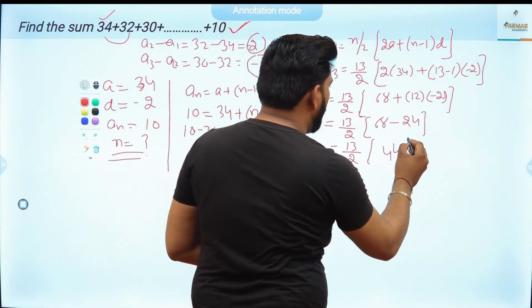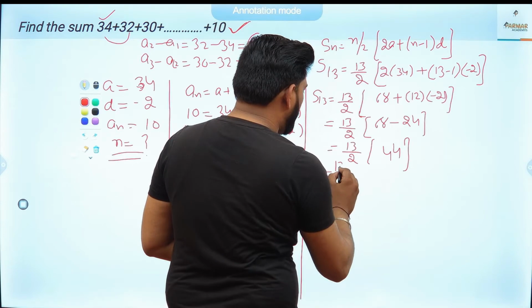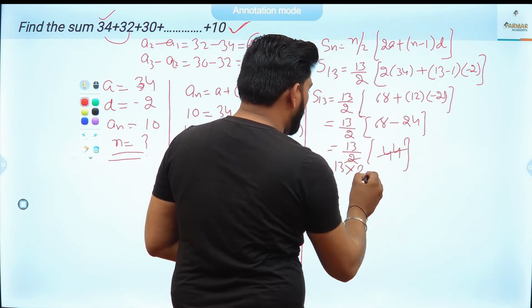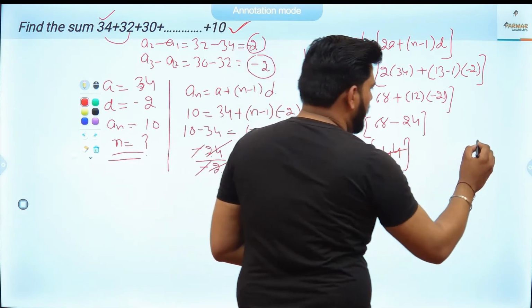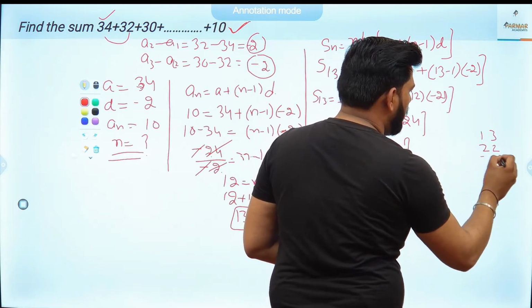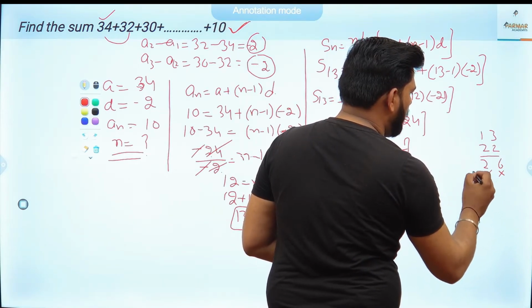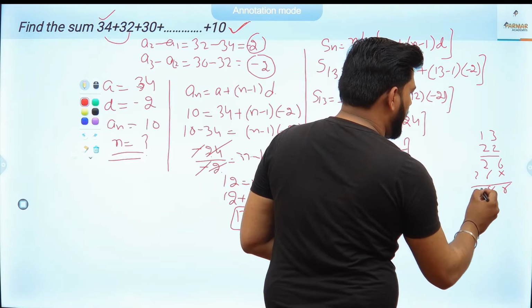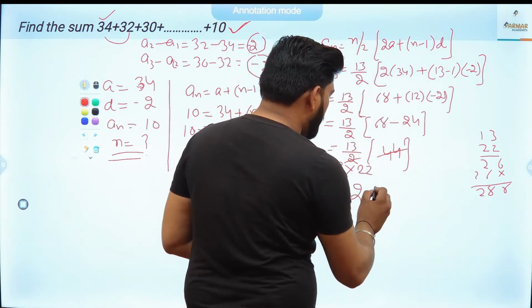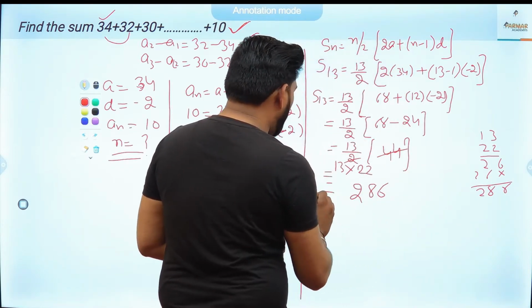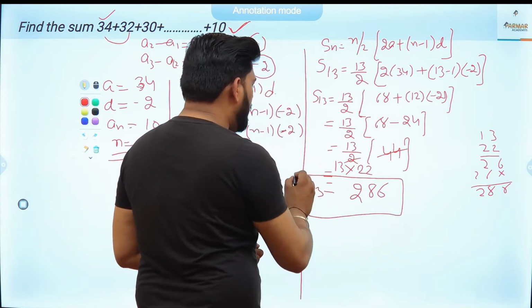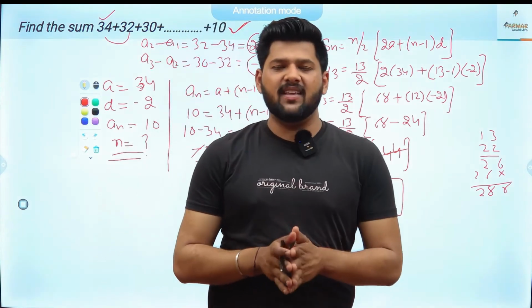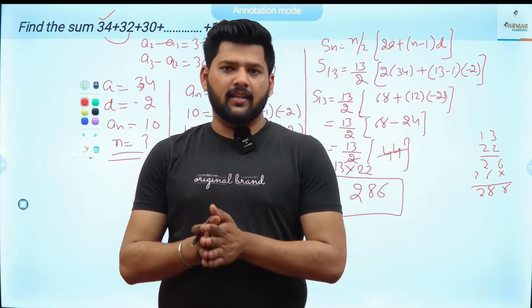That is 44. Now 13 into 22, that is 286. So the sum of the first 13 terms of this AP series is 286.